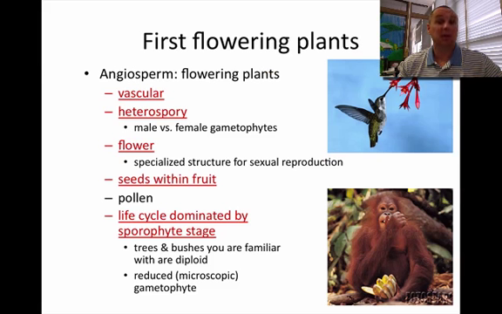Next came the first flowering plants, which are your angiosperms. Angiosperms are vascular, they're heterospory, they have flowers, which are specialized structures for sexual reproduction. Their seeds were within fruit, so they weren't naked, they were covered up. They did reproduce by the use of pollen, and their life cycle was dominated again by the sporophyte stage. The trees and bushes that we're familiar with are sporophytes. That makes sense. But they still have microscopic gametophyte stages.